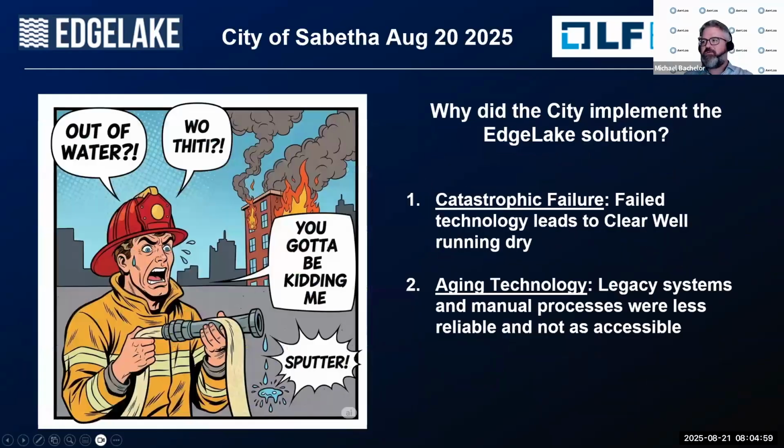So why did the city implement the EdgeLake solution? To begin with, we had a catastrophic failure. Fortunately, we didn't have a catastrophe, but aging technology failed. In particular, a switch failed. A human machine interface screen at the plant did not indicate that, and just stayed stagnant. And a younger or a less experienced workforce wasn't as familiar with checking things and cycling through.